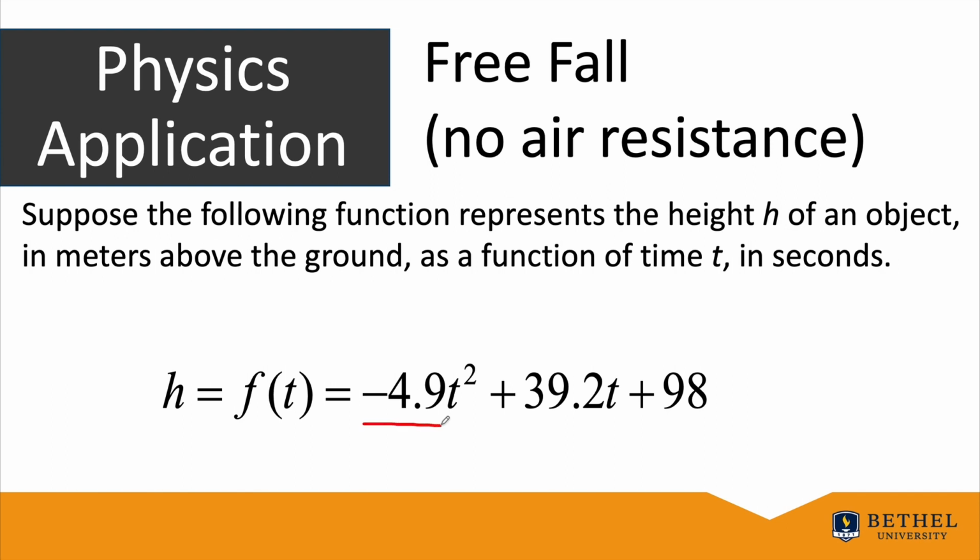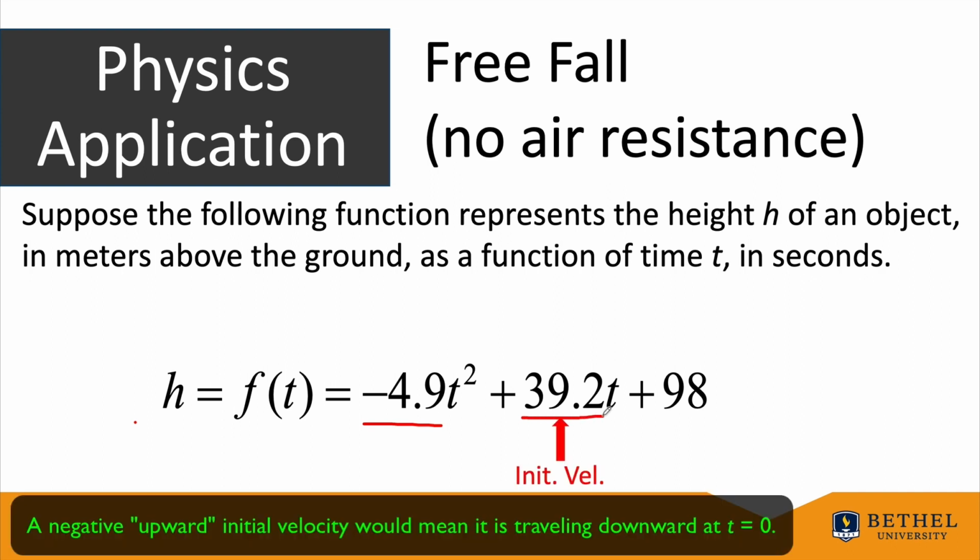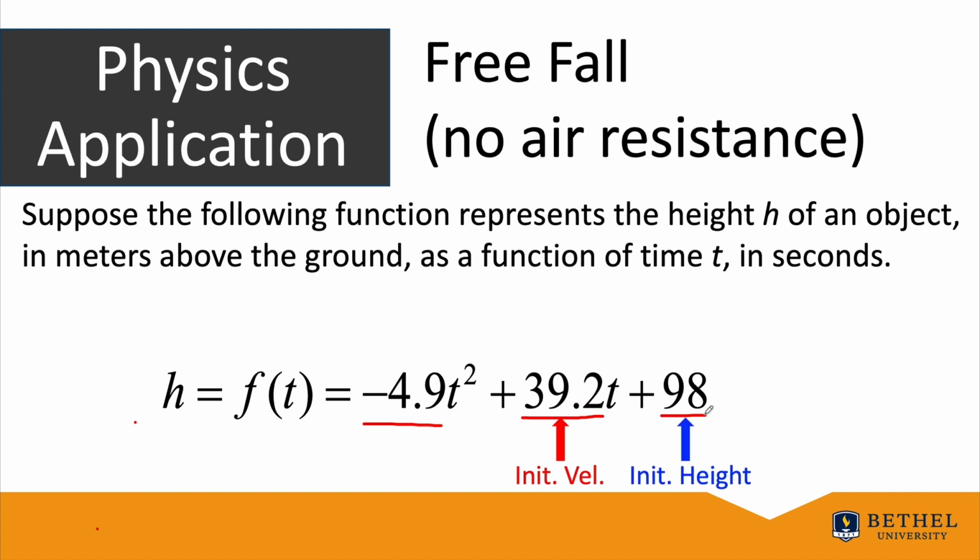The negative 4.9 leading coefficient is the negative of the acceleration due to gravity near the surface of the Earth, 9.8 meters per second squared, divided by 2. The 39.2 coefficient in front of the t is the initial upward velocity in meters per second. This object is moving upward at time 0. And the constant term, 98, is the initial height in meters. It's like this object starts from the top of a tall building.